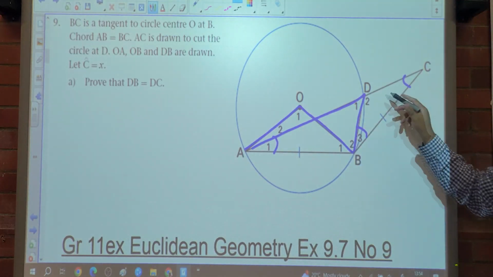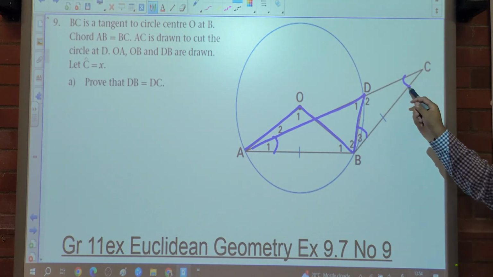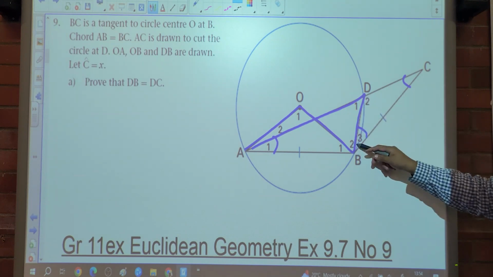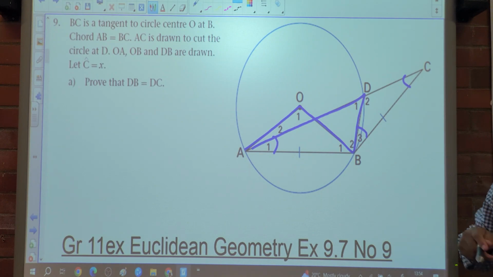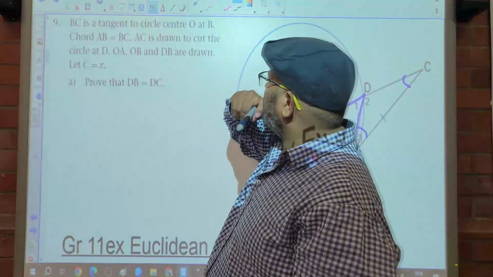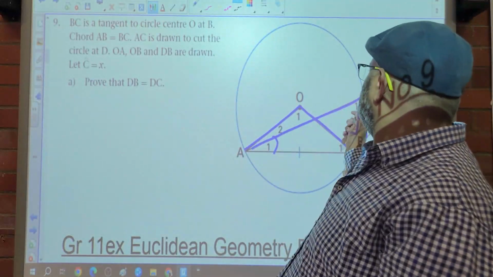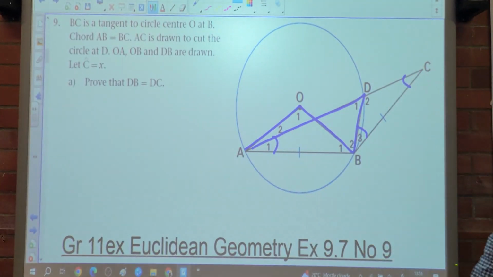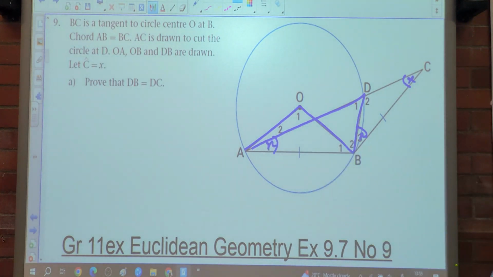Angle C is equal to A1. So all these have the same marking. So what does that mean? DB is equal to DC. Why? Sides opposite equal angles. Then we are told that AC is drawn to cut the circle at D. Then we are told that OA, BO and DB are drawn. Let angle C be X. So there's X, X, X, and so on.